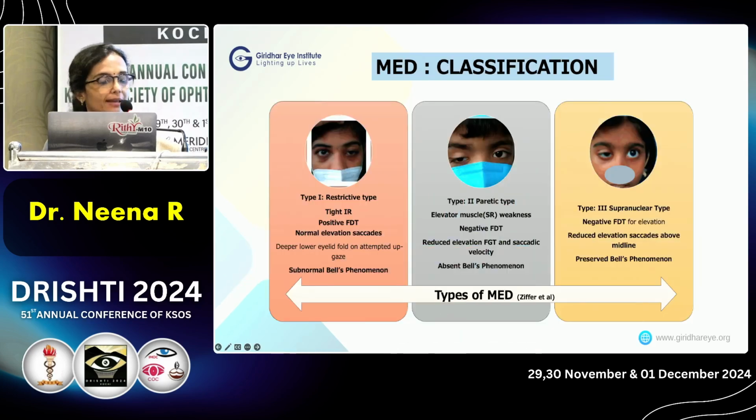So this was classified into three types based on the presence of Bell's phenomenon, the behavior of the FDT, and the other elevation saccades. Type 1 is a restrictive type with tight inferior rectus and a positive FDT. Type 2 is a superior rectus paralysis kind of condition with a negative FDT. And type 3 is a typical supranuclear MED with a preserved Bell's phenomenon and a negative FDT.